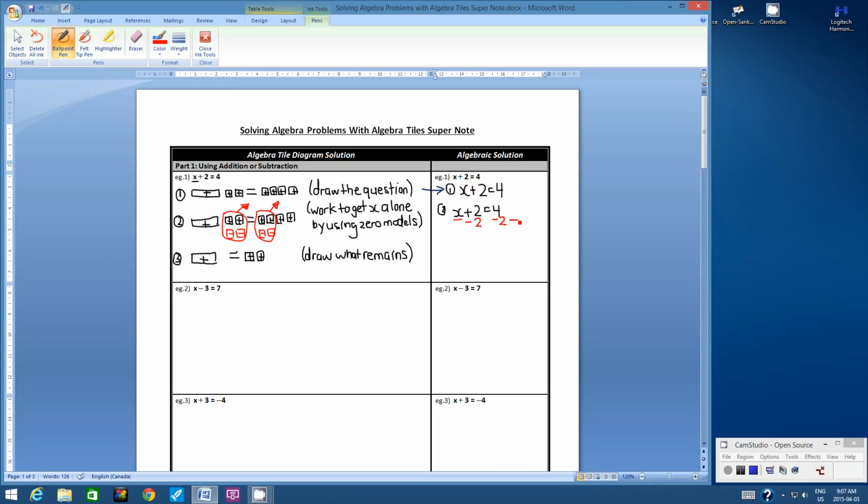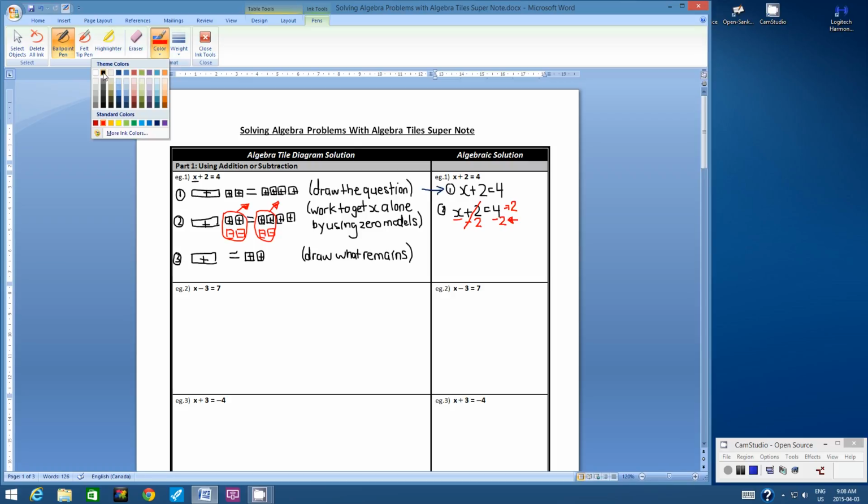Now this is very important: you write this part in here to show me what you're doing. We're subtracting 2 on both sides, and that's why I chose red. Okay? So here's what happens algebraically. 2 minus 2, if you just work that out in your head, is 0. So in essence, it cancels out. And then 4 minus 2 equals 2. This is not going to cancel out; 4 minus 2 is simply 2.